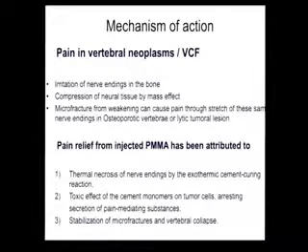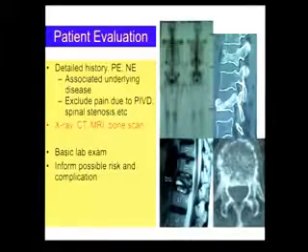So when we introduce cement, which is an exothermic cement, a heat producing bone cement, which is PMMA, polymethyl methacrylate, that we commonly use, thermal necrosis of nerve endings will kill the pain fibers. Toxic effect of cement monomers on the tumor cells will also reduce the tumor mass, and stabilization of microfractures helps prevent vertebral collapse and improve the pain.